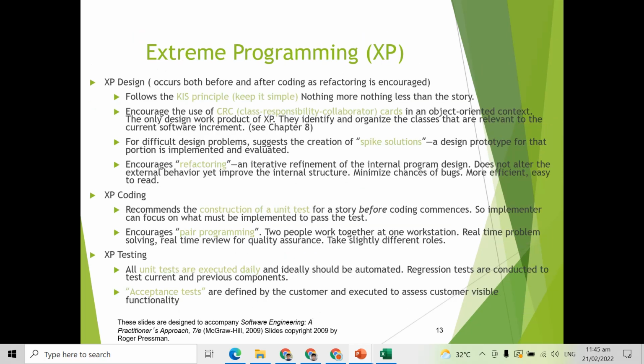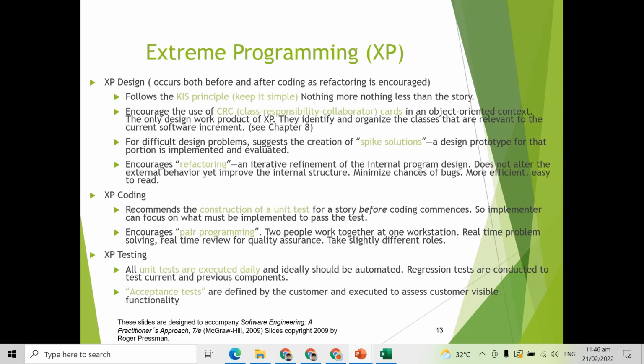So, XP design occurs both before and after coding, as refactoring is encouraged. Follow the KIS principle, or keep it simple: nothing more, nothing less than the story. Encourage the use of CRC, or class-responsibility-collaborator cards, in an object-oriented context. The only design work product of XP is the CRC cards, which identify and organize the classes that are relevant to the current software increment, which we will see in chapter 8.